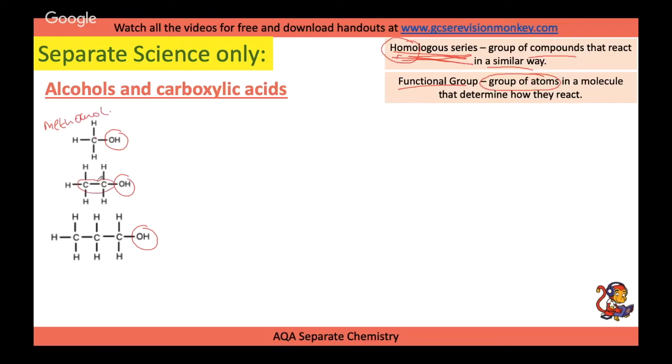This would be ethanol, and this would be propanol. And if you're asked to draw one, let's say we're asked to draw butanol, these are the four we need to know: methanol, ethanol, propanol, and butanol. Start with the functional group.